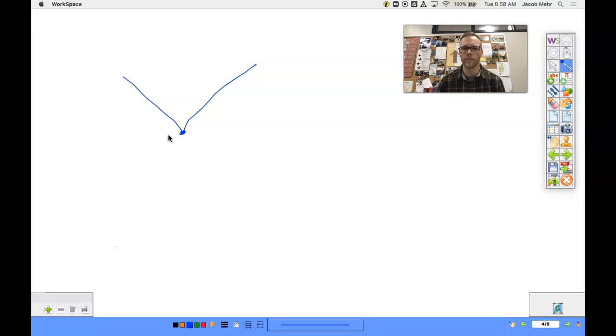This has a minimum right there. Is it a critical number? Yes. Why? Because f prime is not defined at c, right? There's just no way for me to draw a function that has a minimum or maximum without that maximum or minimum happening at a critical number. Okay?